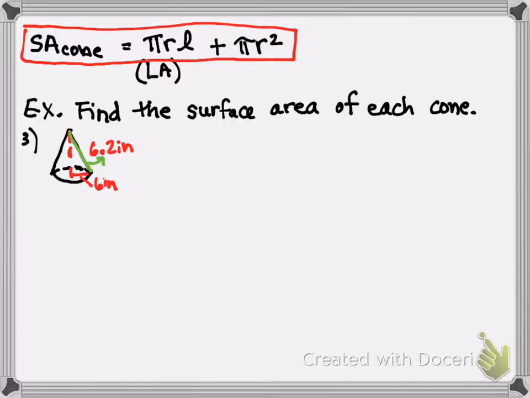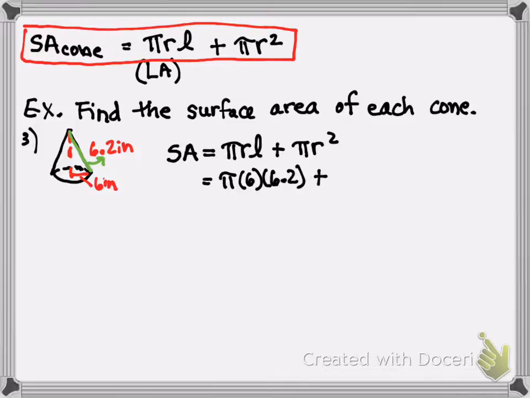So because I'm trying to memorize my formula, I'm going to write it out. SA for surface area equals the lateral area, which is pi r l, plus the area of the circle, pi r squared. And then I just start putting numbers in. So I have pi times the radius of 6 times the slant height of 6.2. I'm going to add to that pi times the radius 6 squared. And then I just start doing math.